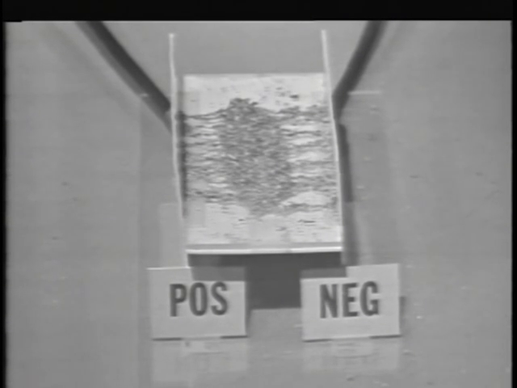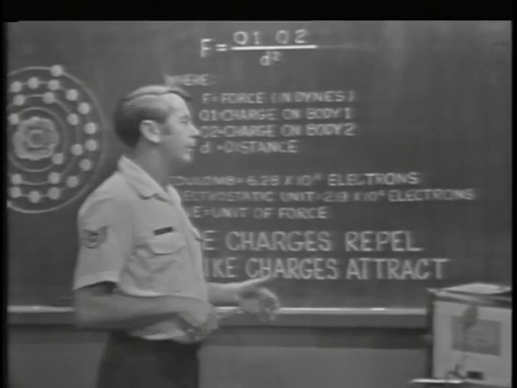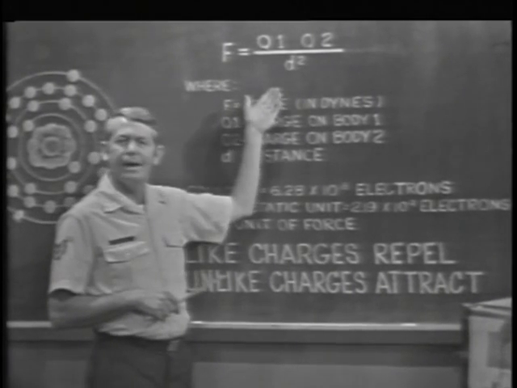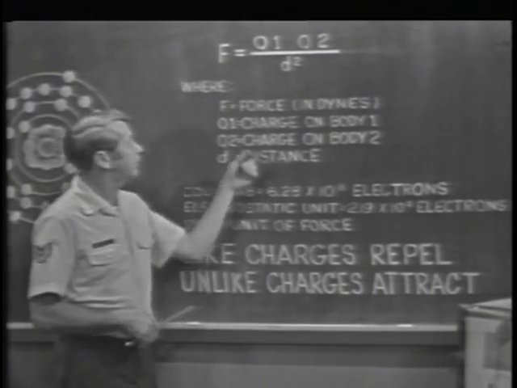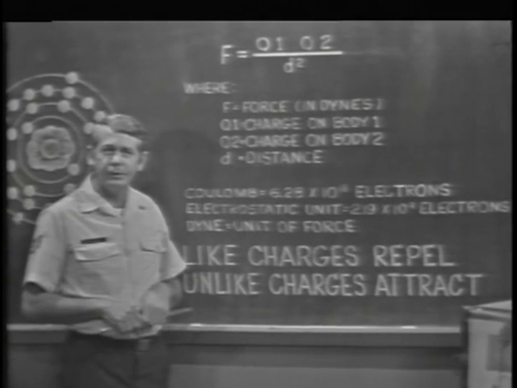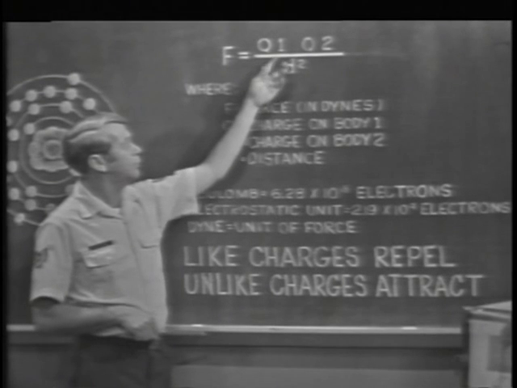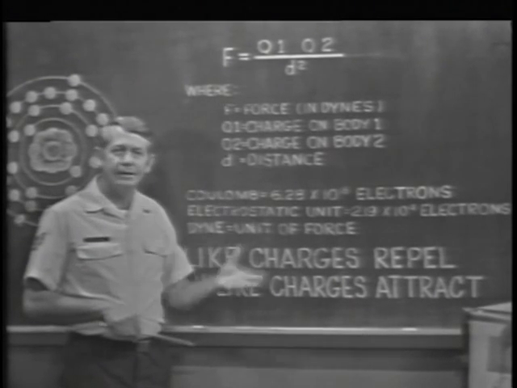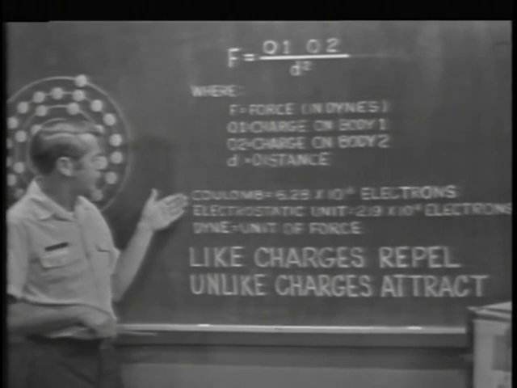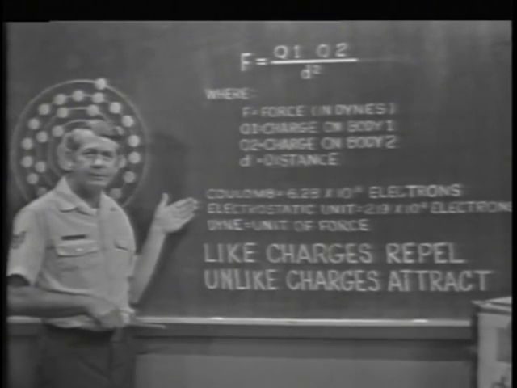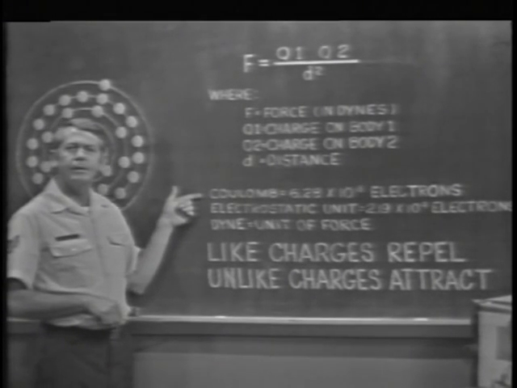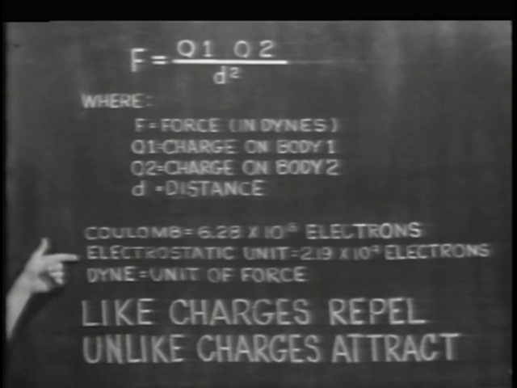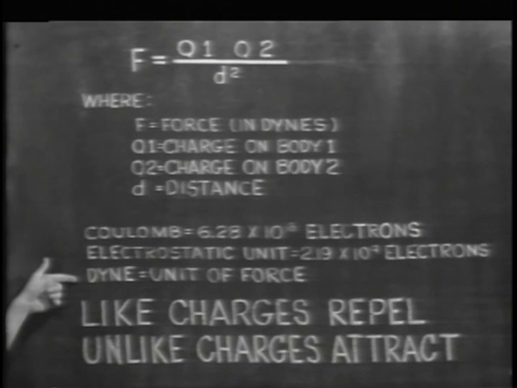Now, the strength of this field is determined by the amount of charge on each body and the distance separating them. This formula shows the relationship of the distance and the charge on two bodies. For example, if we increase D, the distance between two charges, the force will decrease. If we increase Q, the charge on the body, the force will increase. Now, here are some terms associated with charged bodies that you should become familiar with. A coulomb, for example, is a measure of the amount of charge. Electrostatic unit is also a means of measuring the charge on a body, while dyne is the unit expressing the amount of force between two charged bodies.